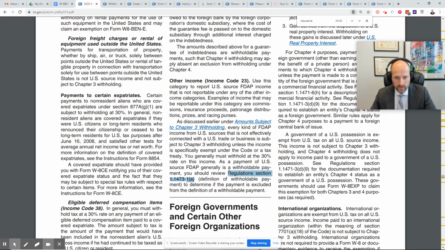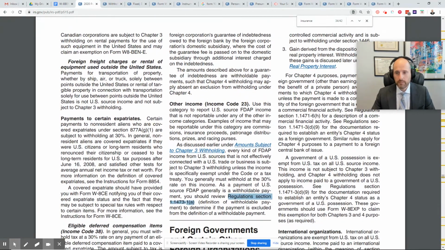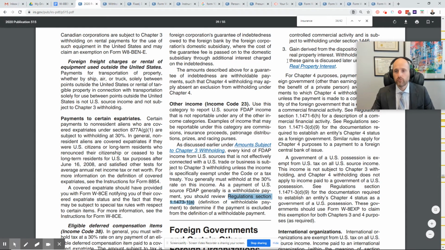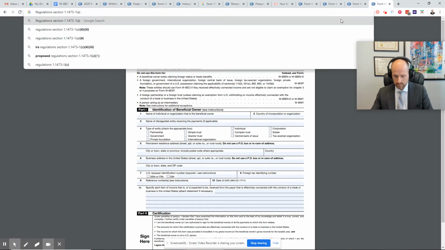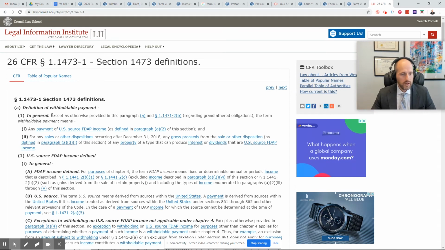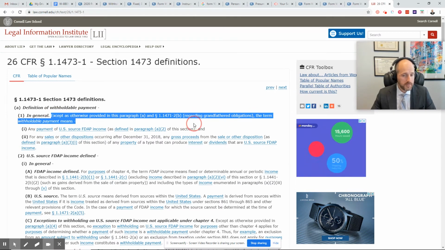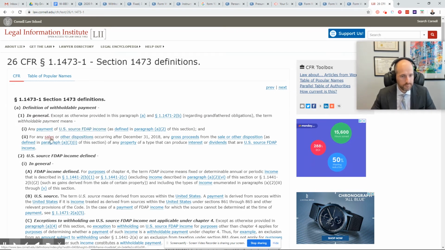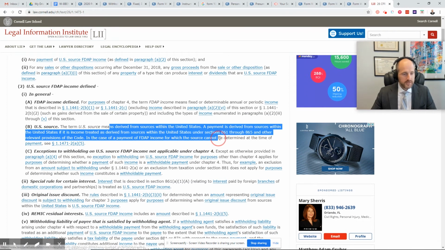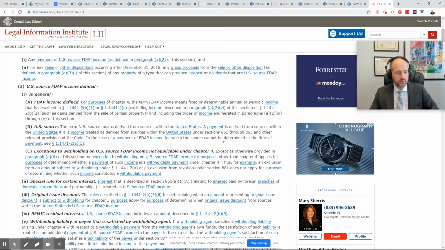So you should review the regulations section definition of withholdable payment to determine if the payment is excludable from the definition of a withholdable payment. Control C. Let's do it. Except as otherwise provided, the term withholdable payment means any payment of FDAP income and any gross proceeds from sales or dispositions of property that can produce interest or dividends that are U.S. source FDAP income. Yeah, I don't see anything that says business insurance proceeds are subject to withholding in the U.S.